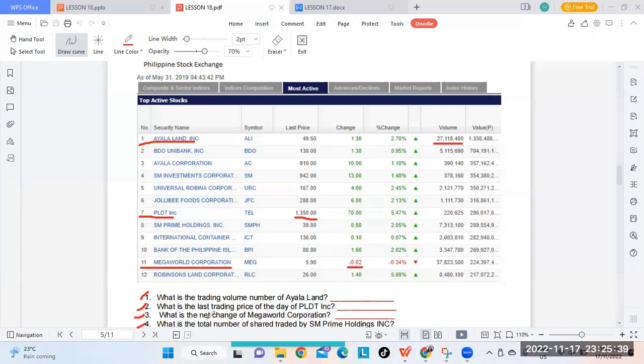Number 4, what is the total number of shares traded by the SM Prime Holdings Incorporated? SM Primes, SM Investment, SM Primes, number 8. SM Prime Holdings Incorporated, and the total number of shares. Okay, that is 7,313,100.